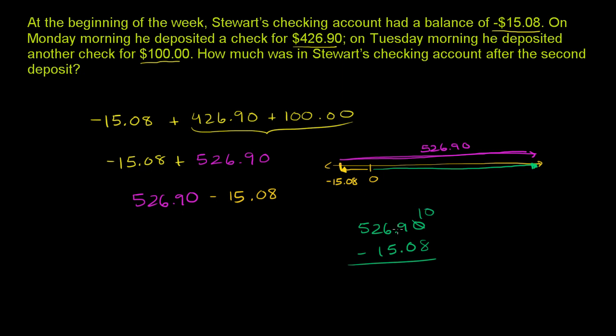Let's make that a 10 and borrow from this 9. So that becomes an 8, or I guess you could say we're regrouping. And now everything up here is larger than everything there. So 10 minus 8 is 2. 8 minus 0 is 8. We have our decimal. 6 minus 5 is 1. 2 minus 1 is 1. And then you have 5 minus nothing. So he is left with $511.82 after his second deposit.